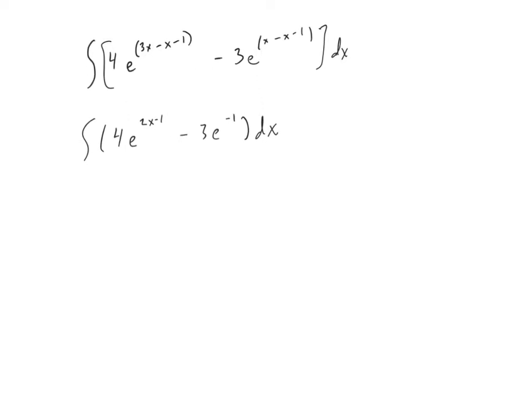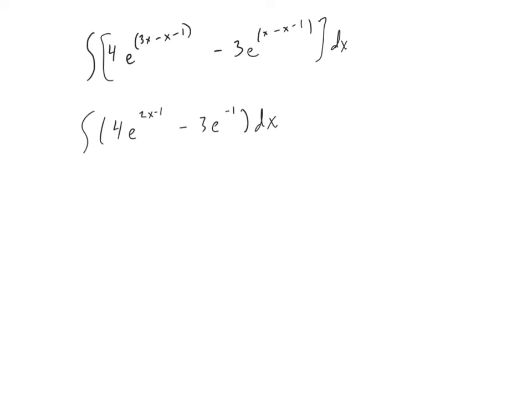All right, good progress here. Our next step, let's focus on just the second term. Start there. e to the negative 1 is a number, 3 is a number, that term is a constant. What do you get when you integrate a constant?